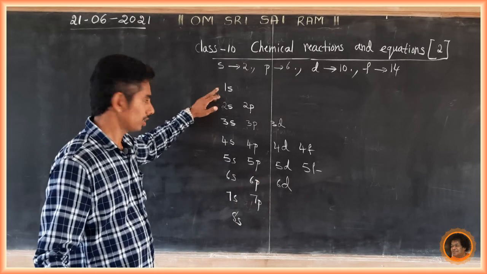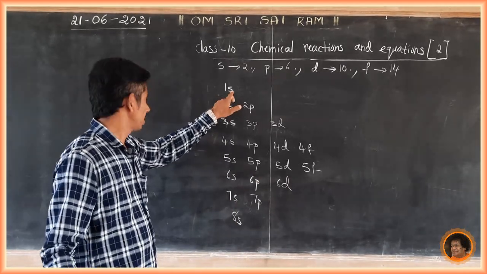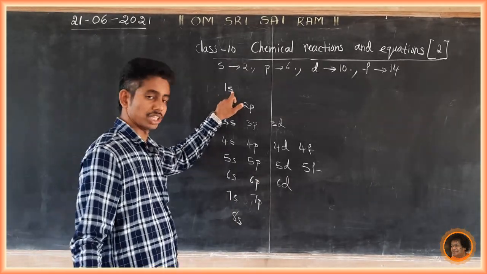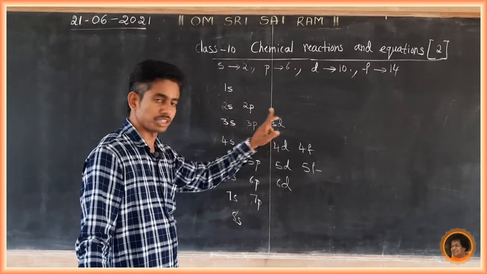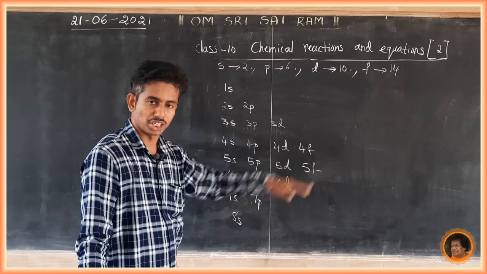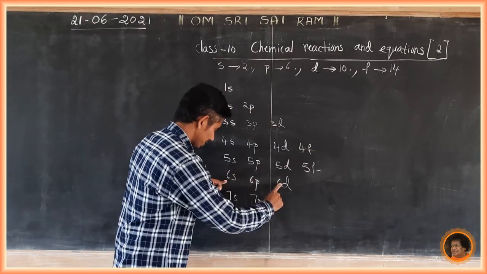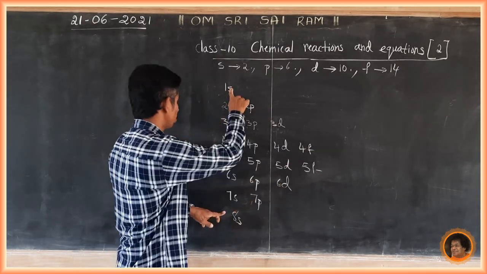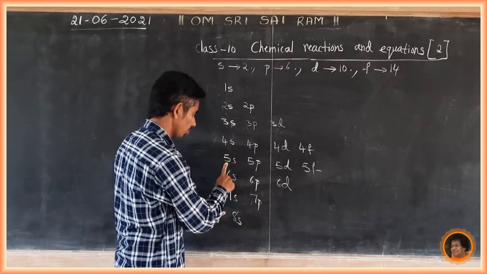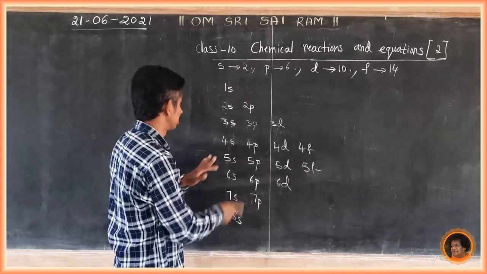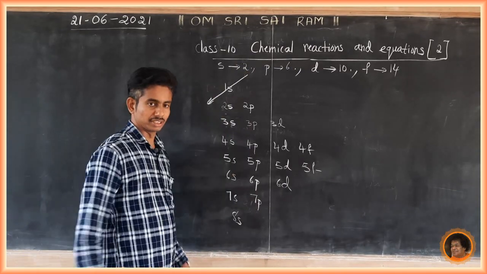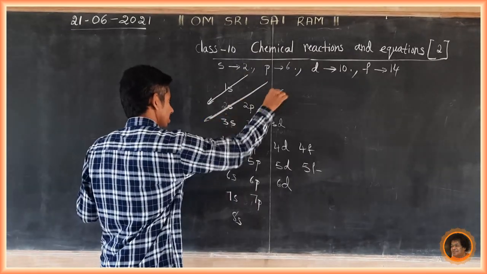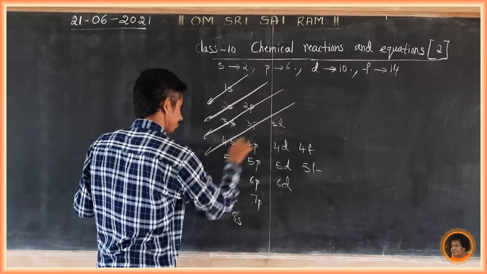What is the simple method? First write the shell and its subshells: first shell 1 subshell, second shell 2 subshells, third shell 3 subshells, fourth shell 4 subshells, then again 4, 3, 2, 1. That is, 1, 2, 3, 4, 4, 3, 2, 1. This is the method. After that, draw parallel lines like this.